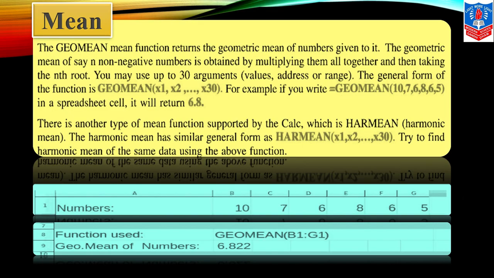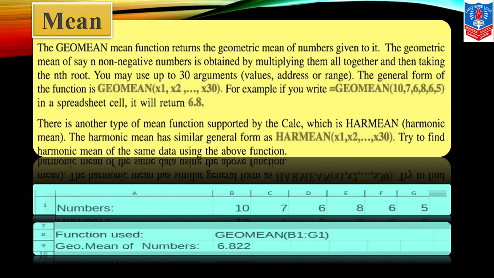Geomean. The geomean function returns the geometric mean of the numbers given to it. The geometric mean of, say, n non-negative numbers is obtained by multiplying them all together and then taking the nth root. You may use up to 30 arguments in Calc. The syntax is value, comma, address or range. The general form of the function is geomean x1, x2, x3 and so on till x30.